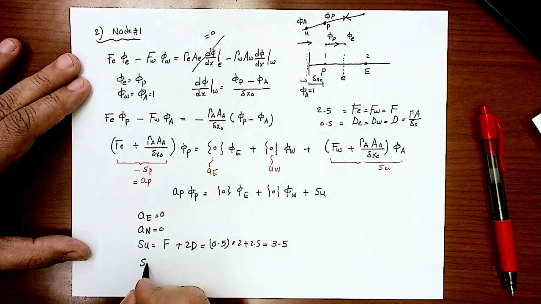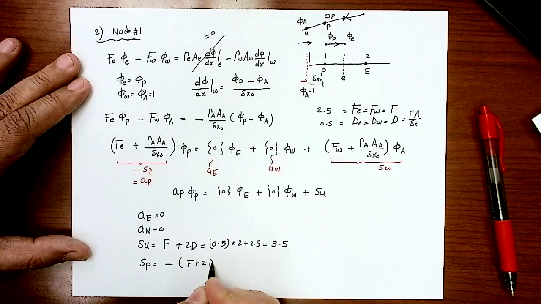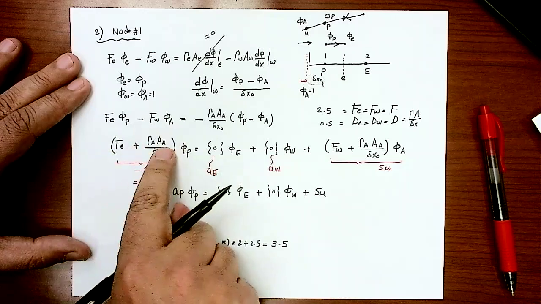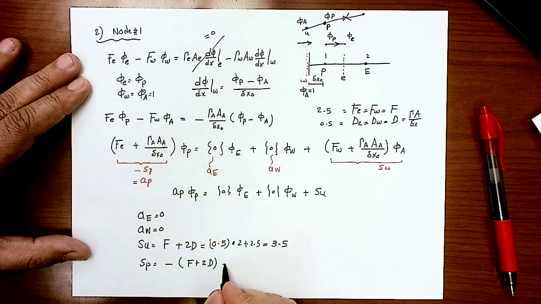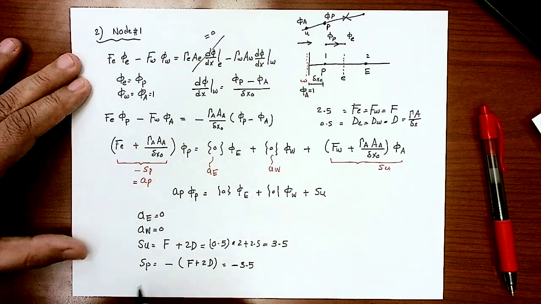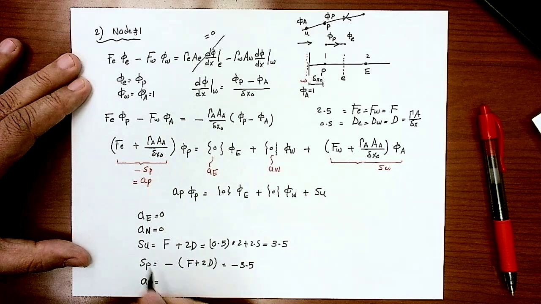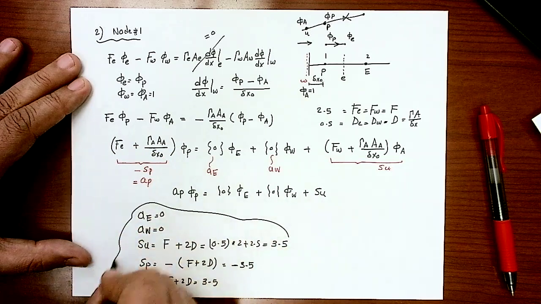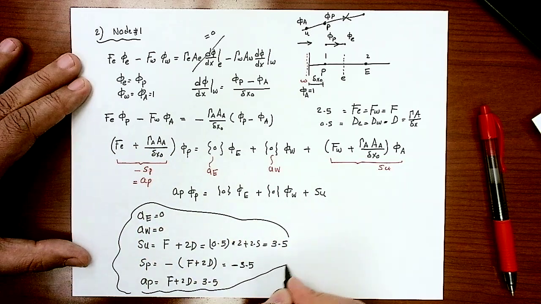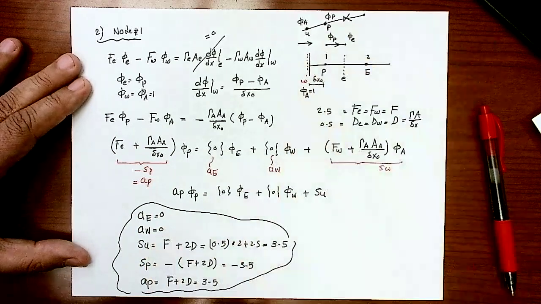Then I have S P is equal to minus F plus 2D. F, and this in numerical value is 2D. This will be minus 3.5. Then if I want to do the A P, A P is going to be F plus 2D. So it's going to be actually 3.5. So these are the coefficients for node number 1.